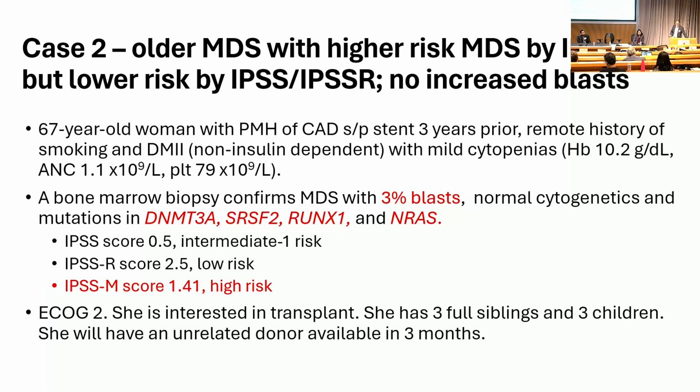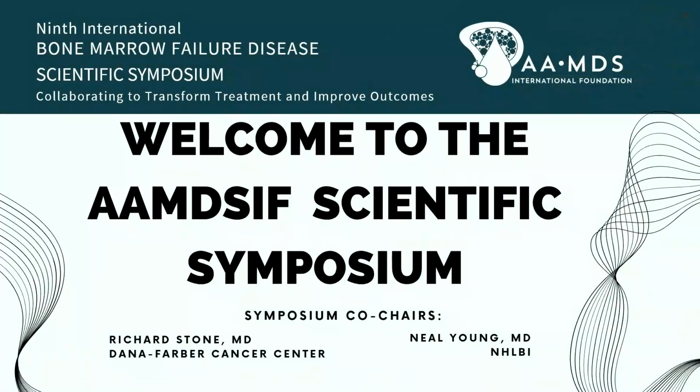She has an IPSS-R score that would put her in low risk, but her molecular profile puts her into high risk by IPSS-M. And she's got an ECOG of 2. She's still pretty active, and would be interested in transplant. She has 3 siblings, 3 children, and because of various family issues, they are not available. She'll have an unrelated donor available in 3 months. And so let's see what we do.